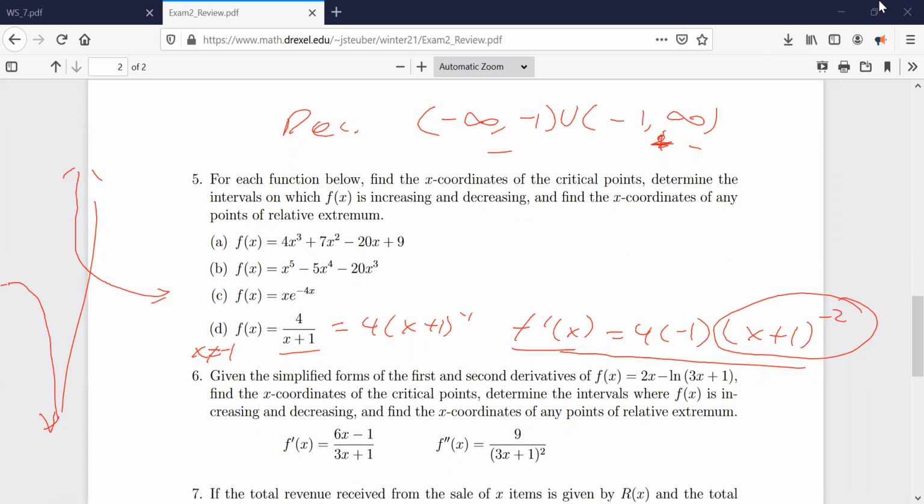Yeah, thank you. And are there also no points of relative extremum then? Yeah, there are no relative extrema. The relative extrema can only occur at the boundary or at a critical point, and this doesn't have either of them. It's just not defined at a given point.